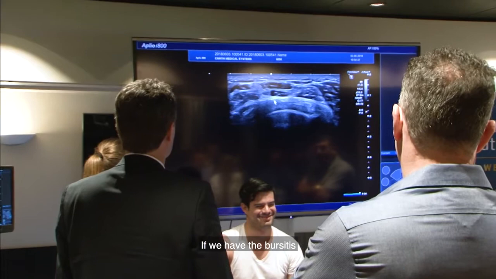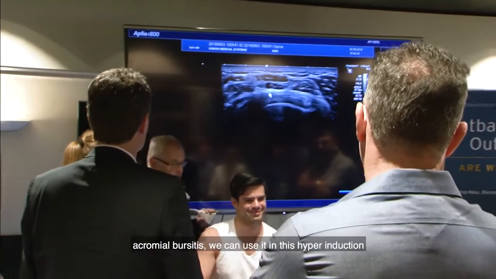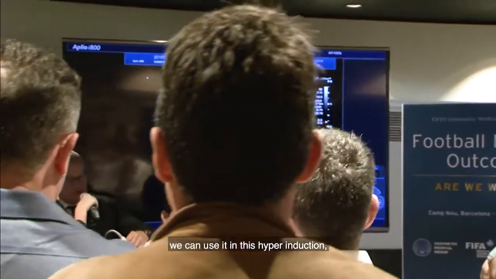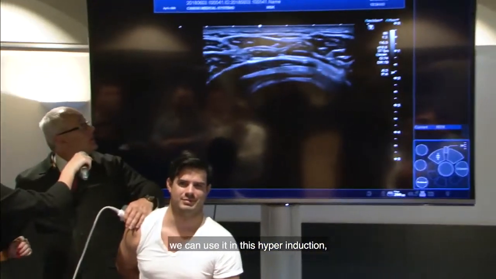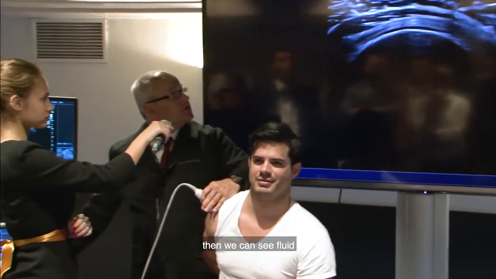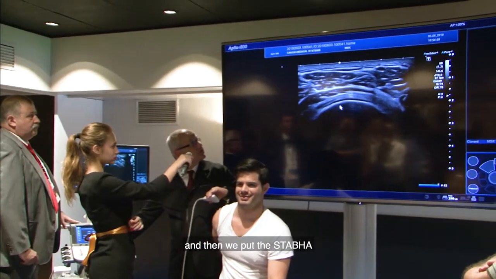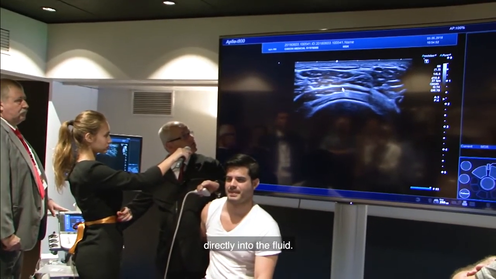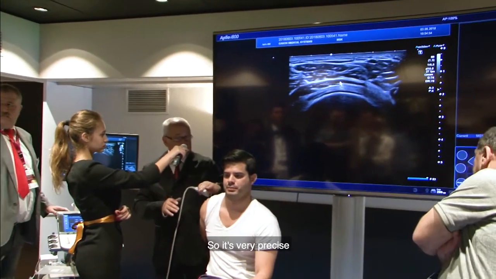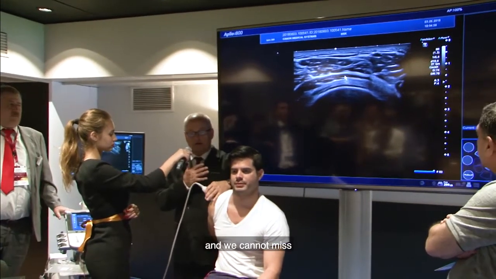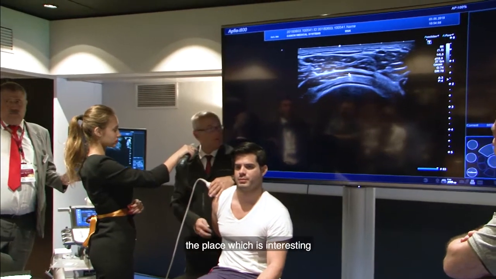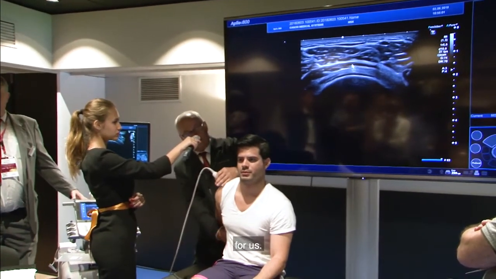If we have bursitis, subacromial bursitis, we can use it in this hyperabduction. Then we can see fluid in the bursa, and then we put the STABHA directly into the fluid. So it's very precise, and we cannot miss the place which is of interest to us.